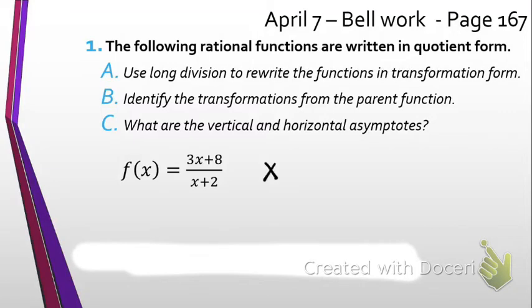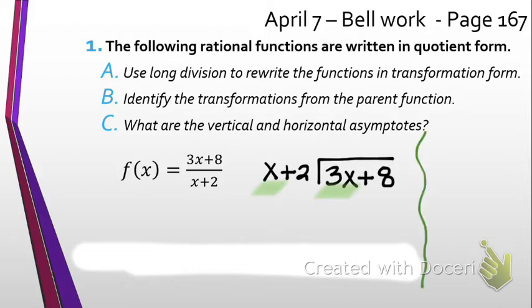So there's 3 steps for long division. So the first step is to divide. You're going to divide the first terms. So let's do 3x divided by x. That's step 1.